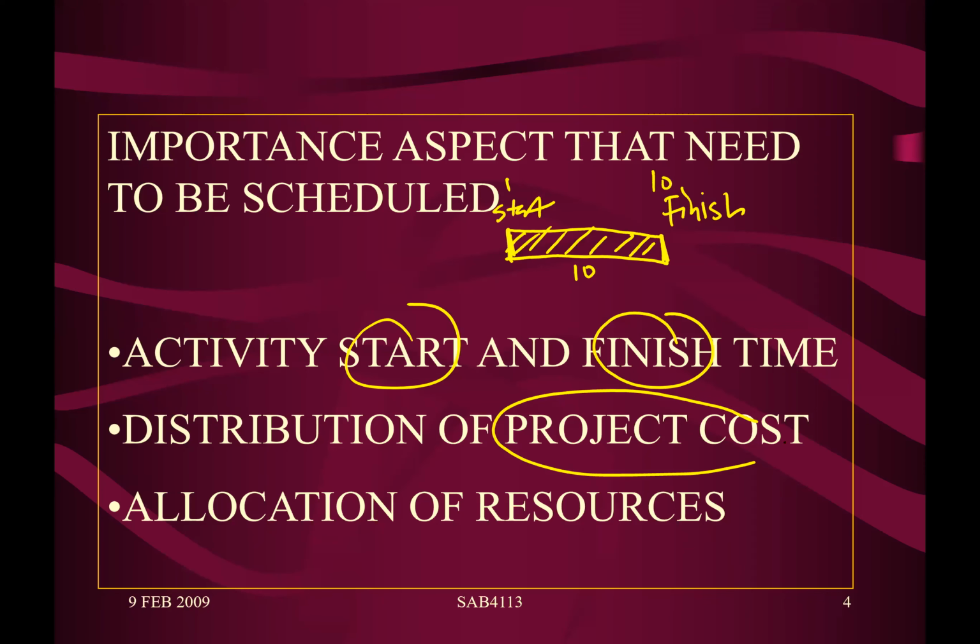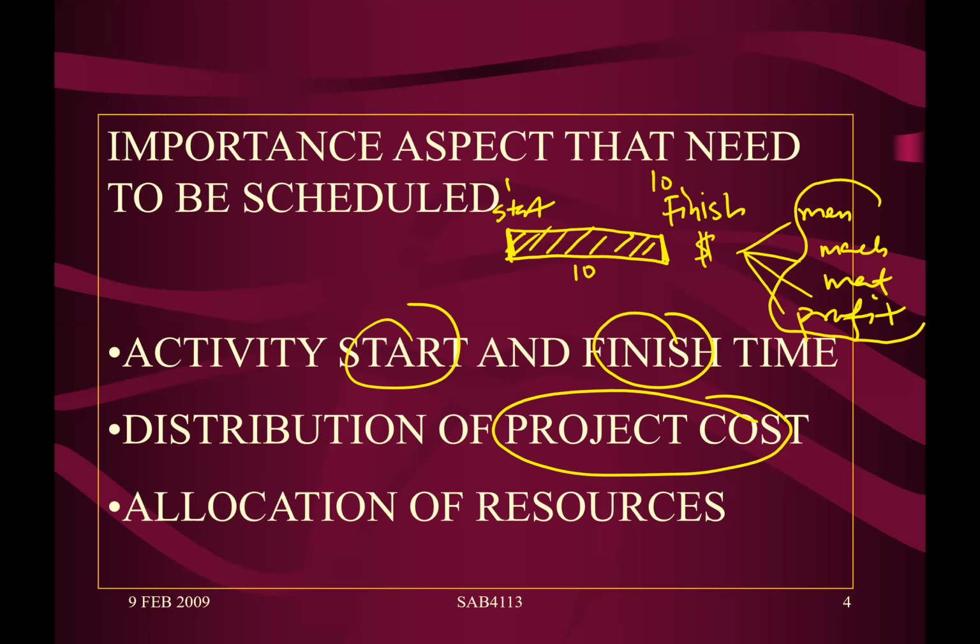Distribution of project costs. Okay, this activity is running for 10 days. And how much does it cost? Is it 10,000? Is it 11,000? And how do we calculate the cost? Well, again, it is based on your estimate, taking off man, machine, material, and then profit. That contributes to the cost of certain work to be allocated.